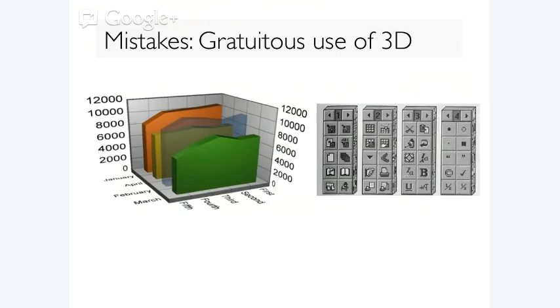So this year could have been represented just as a 2D line graph. And I have no idea why one would think of a toolbar as a, you know, column that you rotate.